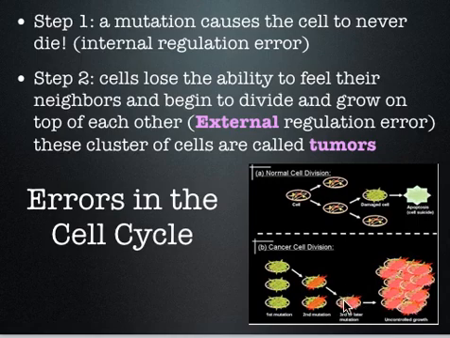So this leads to the second step. The second error that happens to make a tumor is cells lose the ability to feel their neighbors like this cell does, and it begins to grow. It continues in mitosis and makes cells that grow one on top of the other on top of the other and grow and grow and grow until you get this big thing called a tumor.